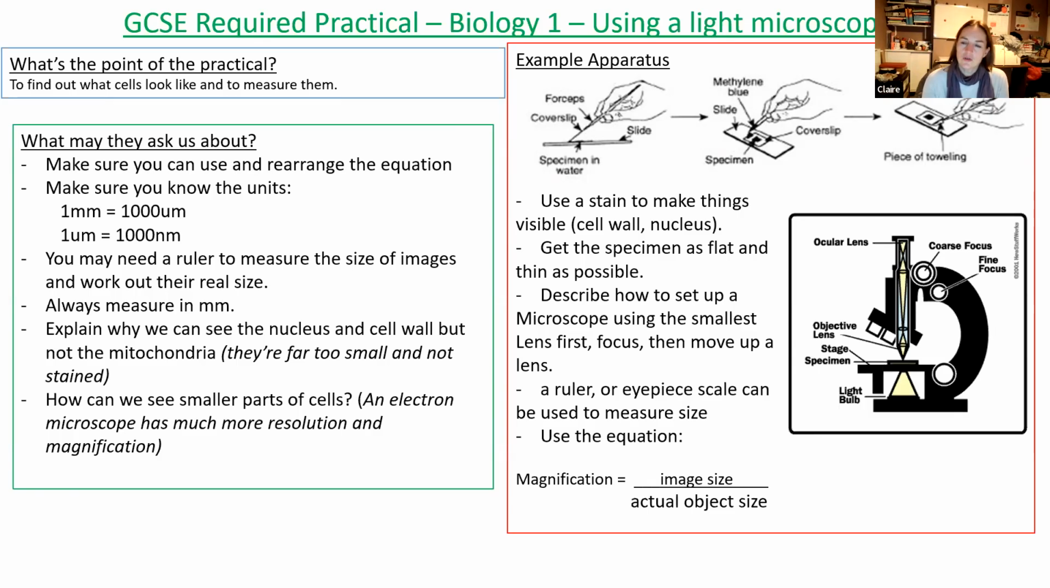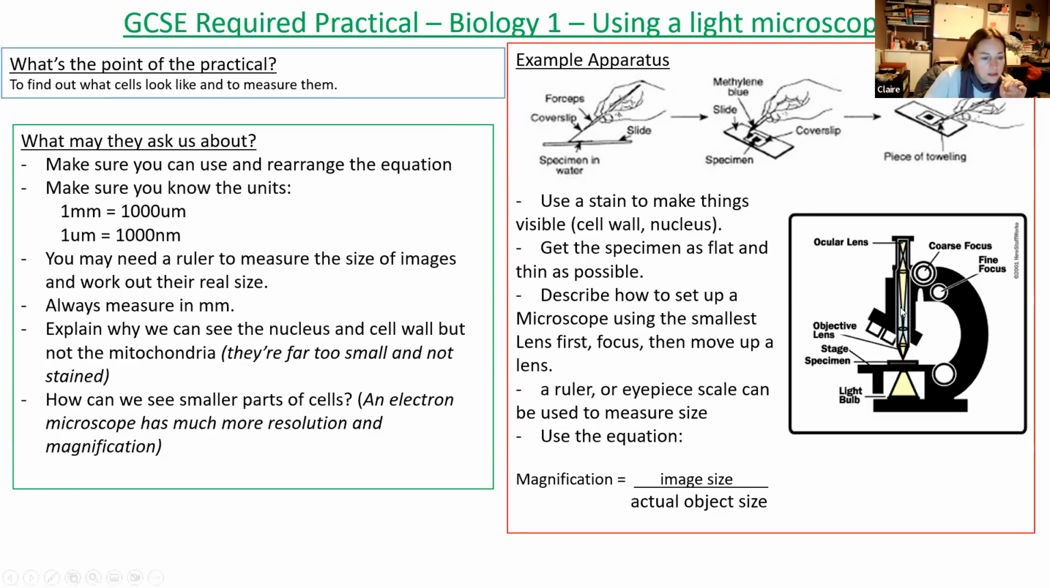Know how to prepare a slide as well. Know that you need a stain. A stain is important, otherwise you can't see anything. There's been questions on that. Why do we use a stain? It's because it's transparent. You need a stain to stain the cell walls, etc., so you can see.